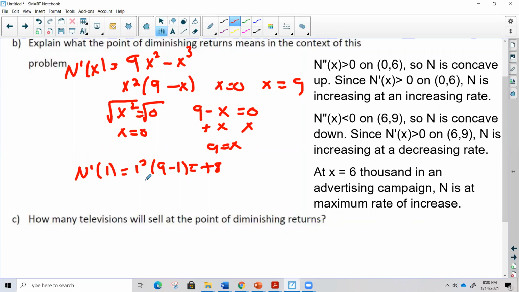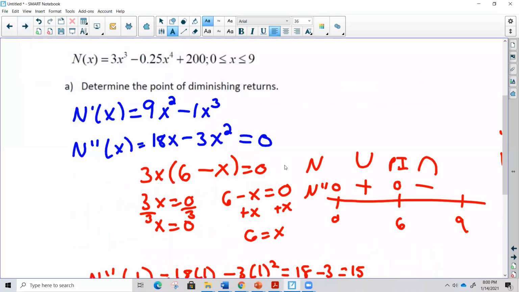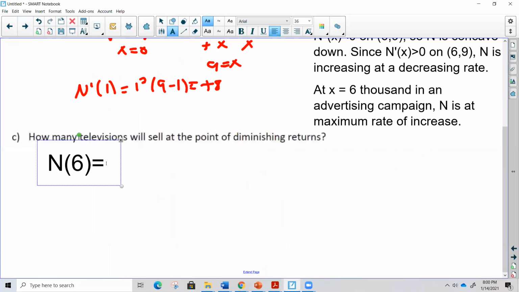And then the last part asks how many televisions will sell at the point of diminishing returns, and n is the number of televisions. So we would find n of 6, which we did in part A, which is 524. So we would sell 524 TVs. So that is the point of diminishing return. Let me know if you have any questions.